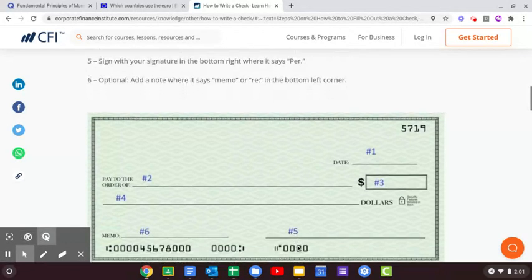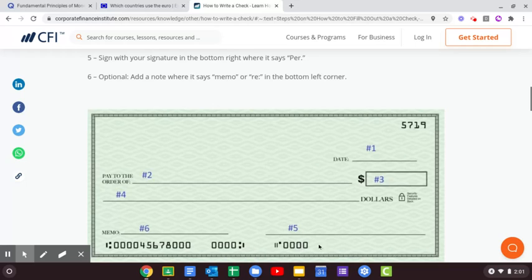The next thing to do, number 5, make your mark right here. This is where you're going to sign your signature. And then number 6, memo. This part's optional. Add a note where it says memo or RE. Usually it says memo, some of them say RE, in the bottom left corner. So this is where you would write, when I pay my rent, I write my apartment number in here just so that we're all on the same page. Typically with your check, you're going to have an address up here also.